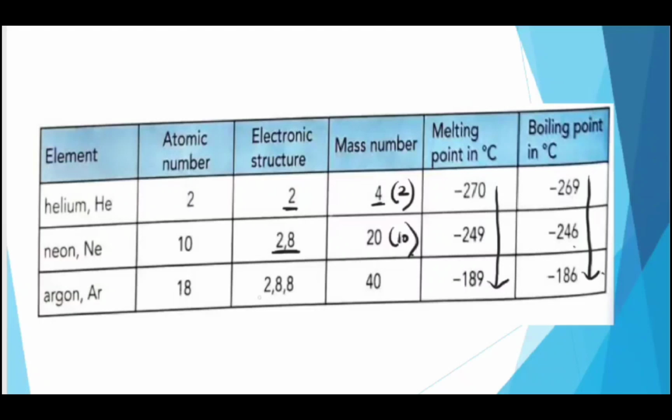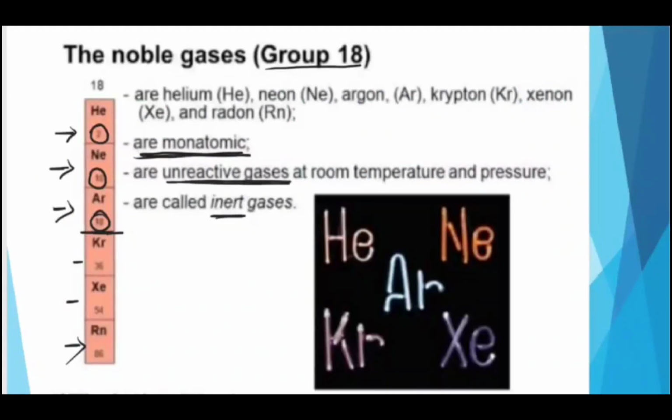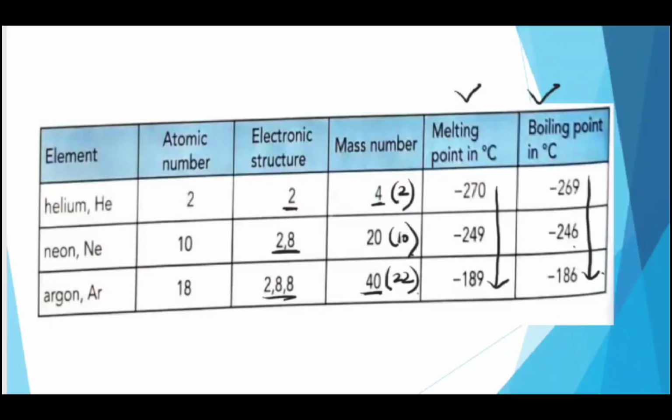Argon: 18, configuration 2, 8, 8, mass number 40. That means how many neutrons? 22 neutrons. So these are a few properties, melting point and boiling point, which are physical properties. If they ask you to write a short note on inert gases, all this is what you can mention along with what is mentioned on this page: monoatomic, unreactive or inert, and lie on the extreme right of the periodic table.